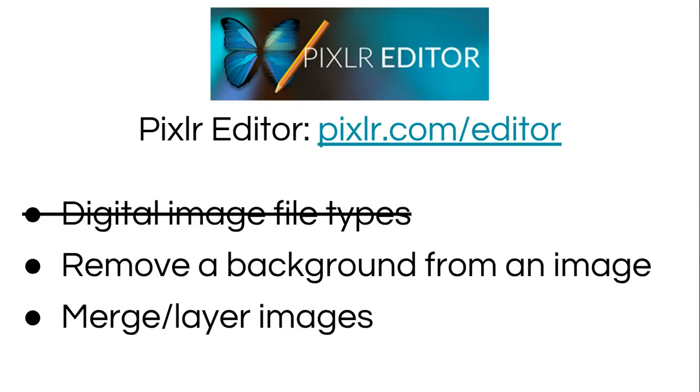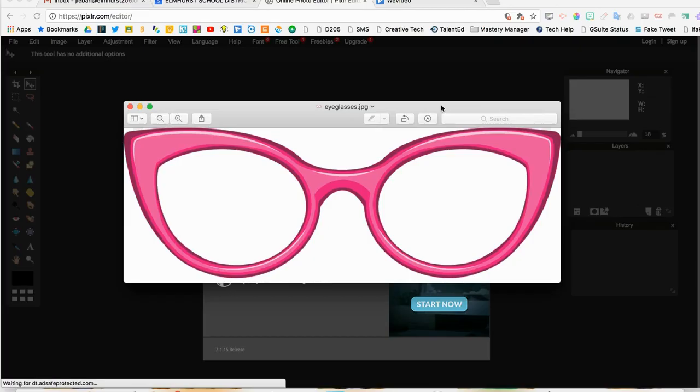We'll need to start by heading over to pixlr.com/editor. All right, students will ask me all the time, Mrs. Leban, I got this picture from online. It has a white background. How do I get rid of it? I need to make this clear. I need to make this see-through. I need to erase this background so I can use it on top of another picture.